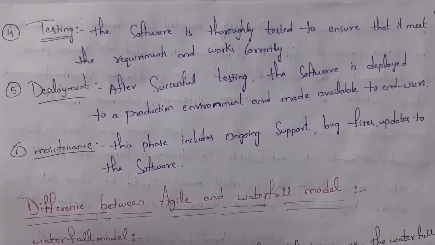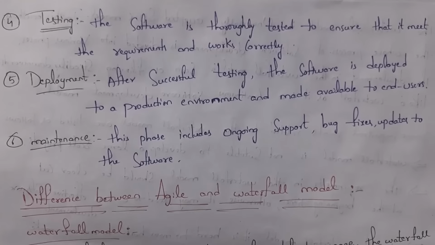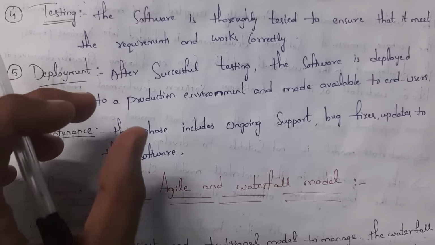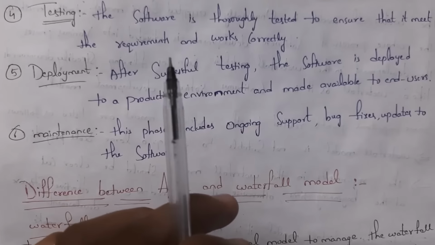And the fourth phase is the testing phase. In the testing phase, software testers will take code from software developers and then start testing that code, whether that code is working correctly or not. And the fifth phase is the deployment phase. Once testing is successfully completed, the deployment engineer will place that software on a server, so all users can access the software.